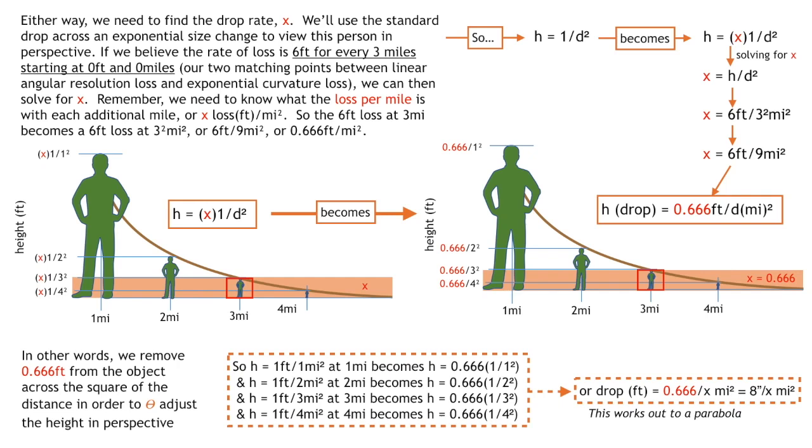At 4 miles, he's lost about 10.6 feet of himself. In other words, if we remove 0.666 feet from the object across the square of the distance, this is what we're doing in order to theta adjust our height in perspective.